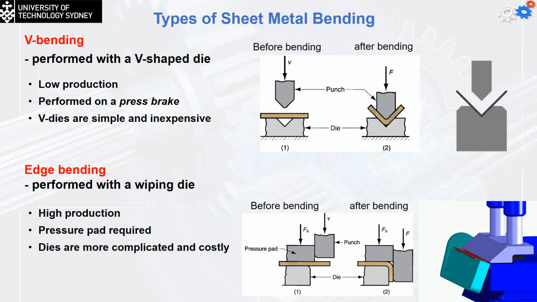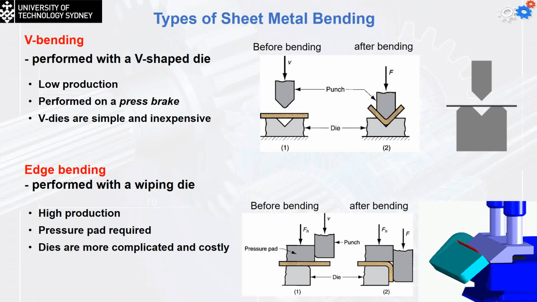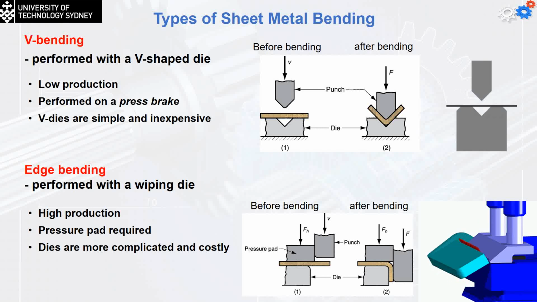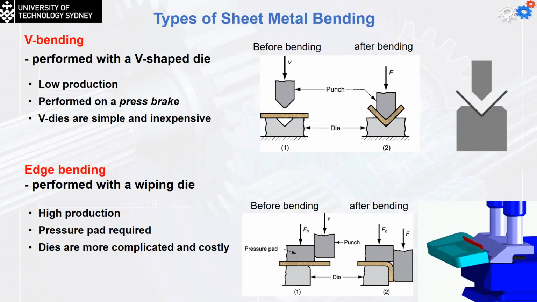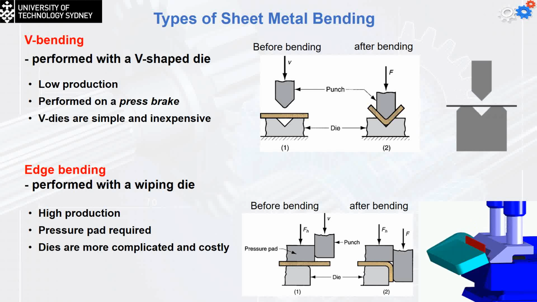The wiping die has high protection over the V shape, pressure pads are required, and the dies are more complicated and of course more costly than the V-shaped type. Stretching during the bending process: if the bend radius is small relative to the stock thickness, the metal tends to stretch during the bending operation.